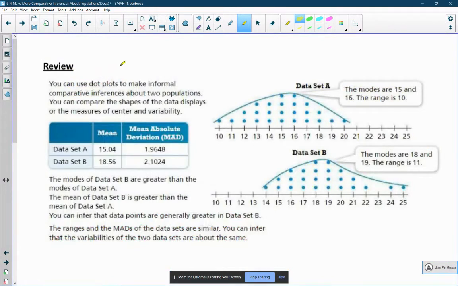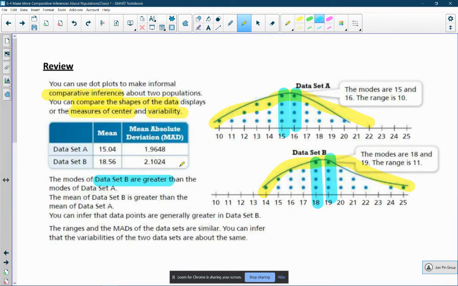So in review, you can use dot plots to make informal comparative inferences about two populations. We can compare shapes of data, like these little curves that we make. We can use measures of center, mean, median, and mode, and variability, how spread out it is. So here are two data sets. We have this data set here, and we have this data set here. A couple of things we can say: the modes for data set B are greater. Here are the two modes for A, and the two modes for B are here. The modes for data set B are greater.